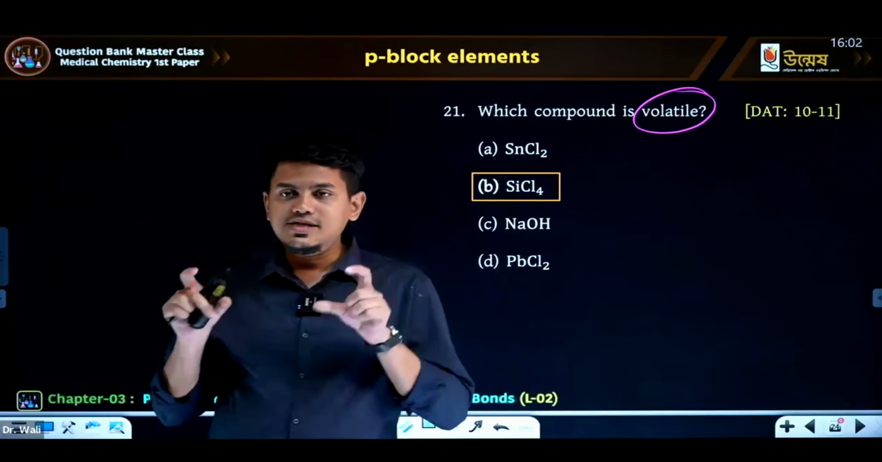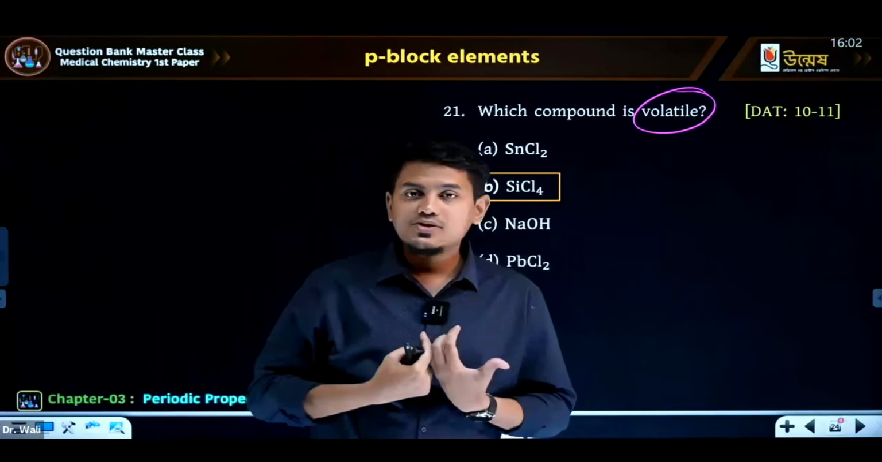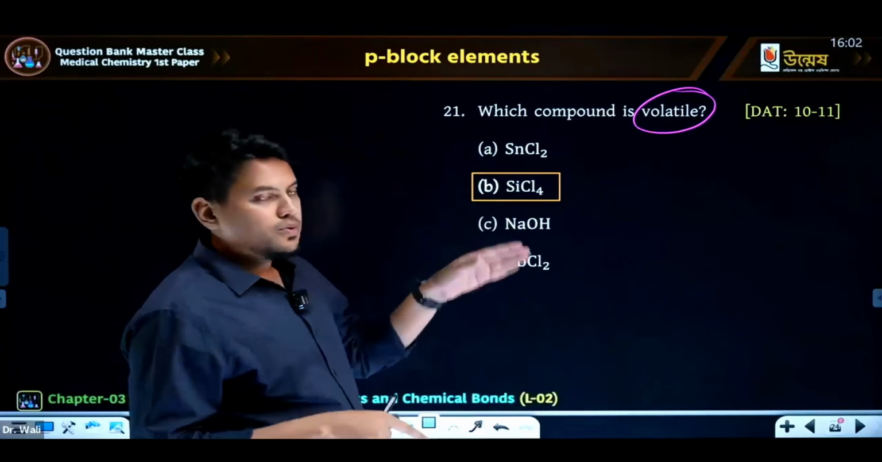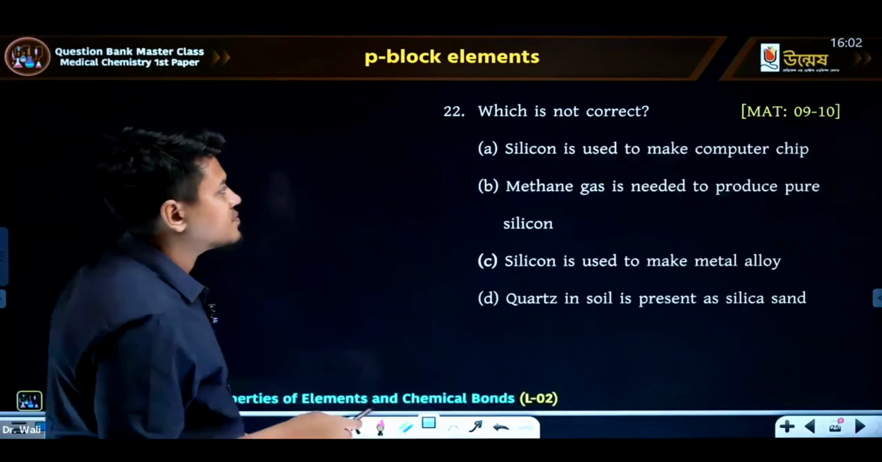Why? Because silicon possesses a d block, a d orbital that is vacant to accept the electrons from the ligand to get hydrolyzed. Moreover, we should also know that silicon tetrachloride is a volatile compound, which is not correct.